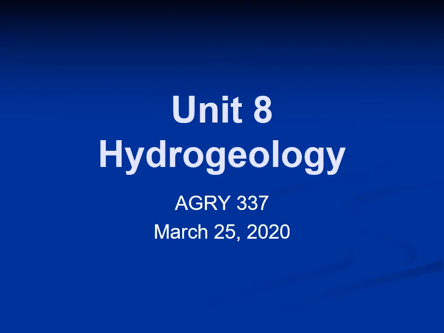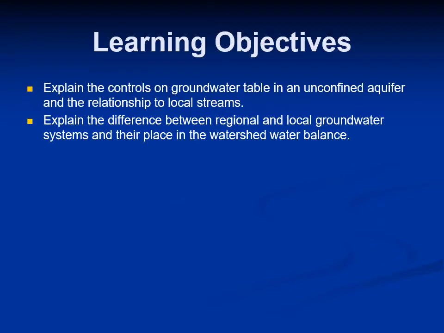Hi everyone, and welcome to part 4 of our Unit 8 lecture series. Our learning objectives for this section are to explain the relationship between surface water and groundwater in an unconfined aquifer and the relationship to local streams, and to explain the difference between regional and local groundwater systems.